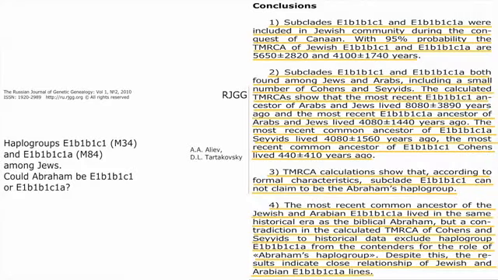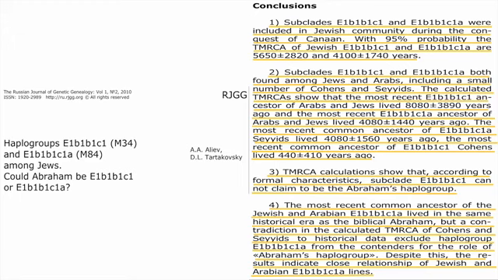Conclusions. One: Subclades E1b1c1 and E1b1c1a were included in the Jewish community during the conquest of Canaan. With 95% probability, the TMRCA of Jewish E1b1c1 and E1b1c1a are 5,650 plus or minus 2,820 and 4,100 plus or minus 1,740 years.